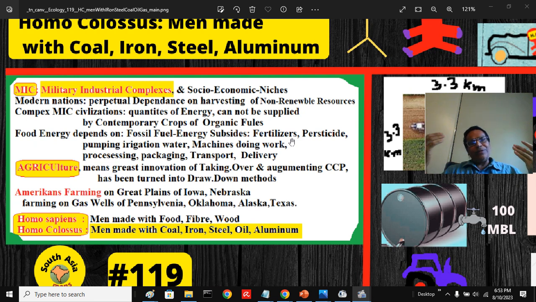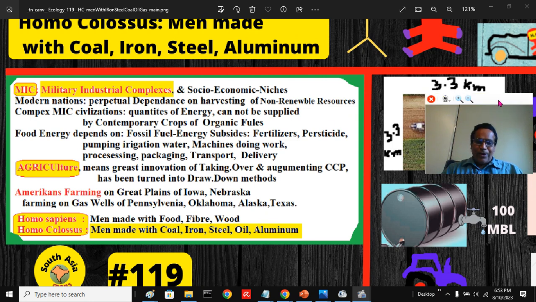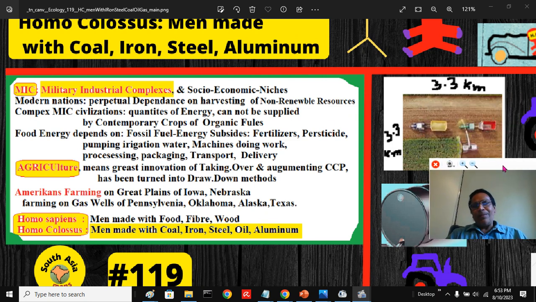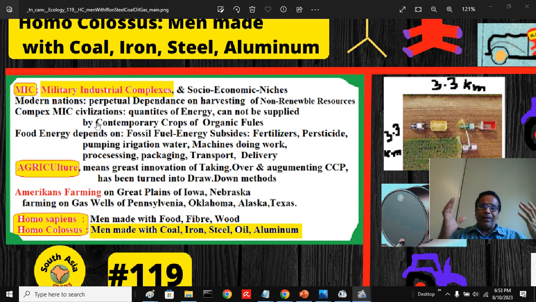You can do some things that we can do with oil, but we have to use such a large amount of cropland for raising the biofuels and so on. That means the food energy essentially cannot be supplied by contemporary crops of organic fuels grown from corn and maize, bioalcohols and so on.